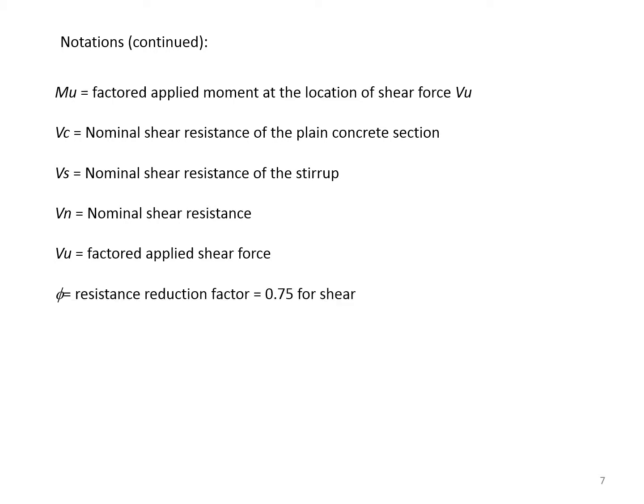We also introduce phi as the resistance reduction factor, which is 0.75 for shear. And the steel ratio, which we show here as rho W, is AS divided by BWD.